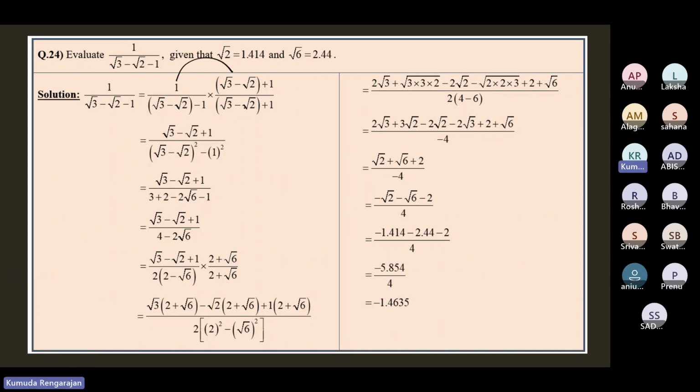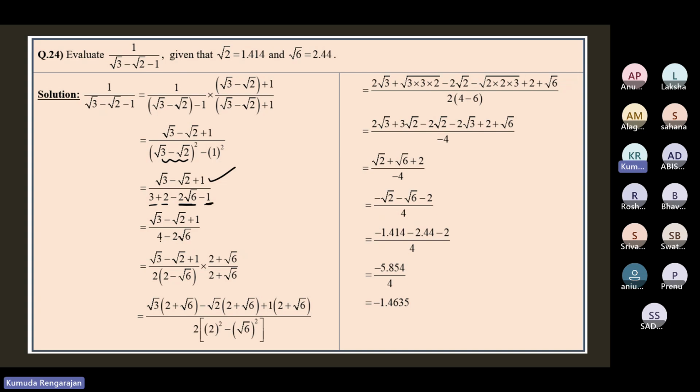Then multiply the numerators. Multiply the denominators. So that will be a minus b into a plus b, which is a squared minus b squared. So the numerator, there's nothing to simplify. So that keeps coming down as it is. This one, when you expand, it's like a minus b the whole square. So a square plus b square minus 2ab minus 1. So simplify this, you get 4 minus 2 root 6.